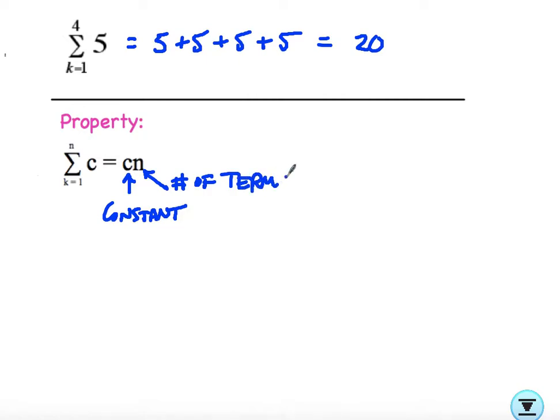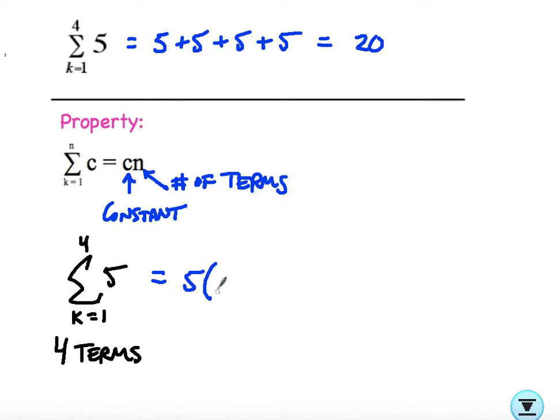Okay, so that's going to work with this example as well. I'll rewrite it. I know that there are 4 terms from 1 to 4. And I know that this is always going to be a 5. It's just a constant, 5. So if I take my constant of 5 and I multiply it by how many terms I have, I get the same answer as I did up here. Now, if this was going from like 1 to 100, I would definitely want to do it this way. It's so much faster. Okay.